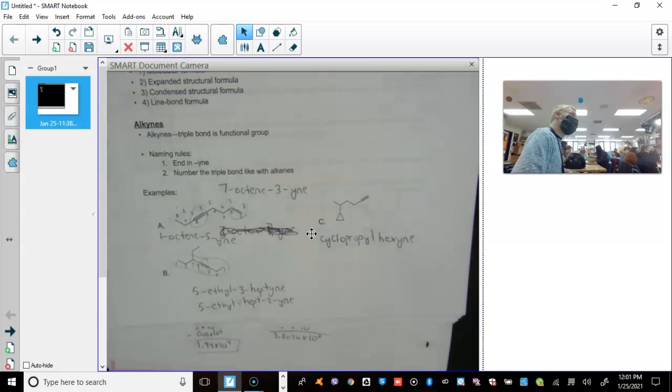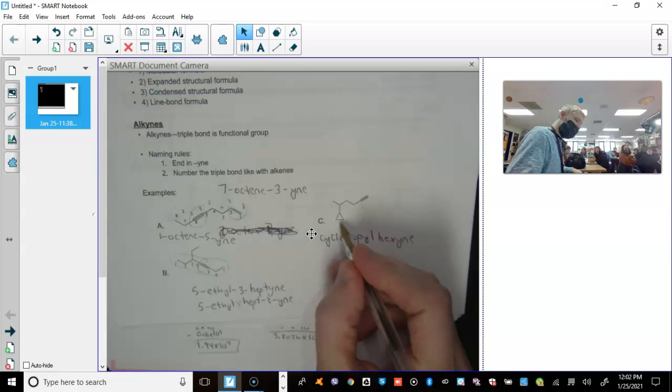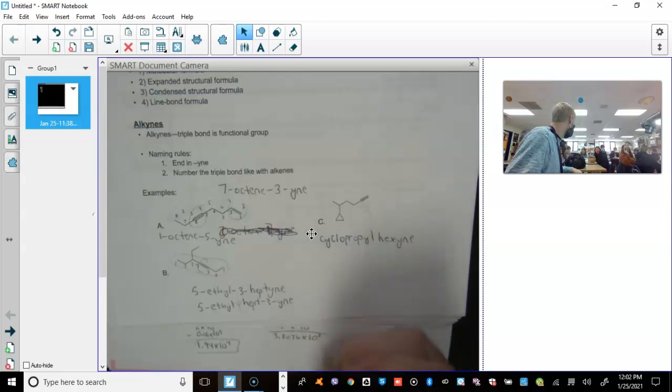So this is cyclopropyl, because it's a side chain. All side chains have a yl ending. It'll group like methyl, ethyl, propyl, cyclopropyl. This just happens to be a cycloalkane, so we gotta write the word cyclo in front of it.